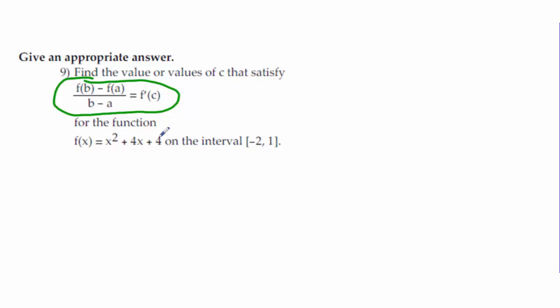And so we have a function, they're giving us an a and a b, and so if I think about what this formula wants me to do, it wants me to find the slope and set it equal to the derivative and then solve. So to find the slope, if this is a and b, I need to plug those in to find their y values. So I'm going to do f of negative 2.